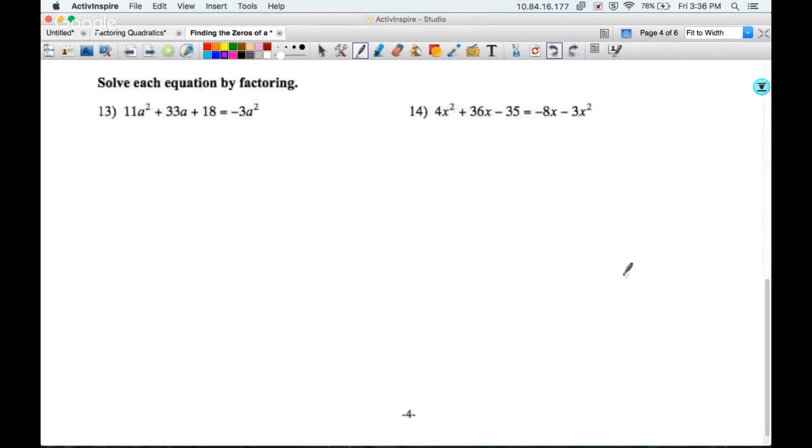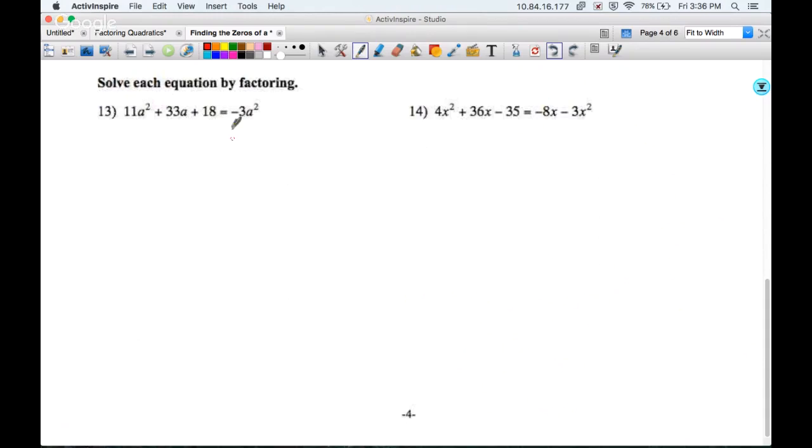All right, so the rest of these all require factoring by grouping, or at least I think they all require that. We'll see if maybe we run across one that doesn't, but we'll just try and do about half of these, and hopefully that'll help you out.